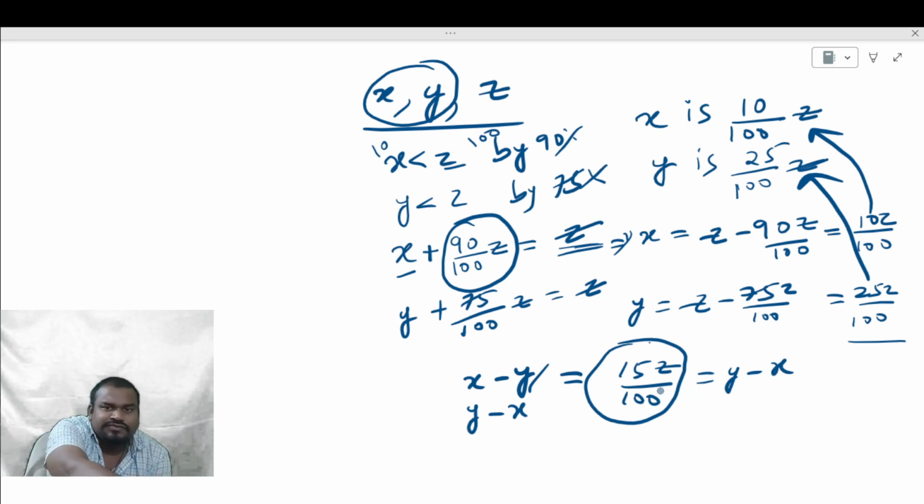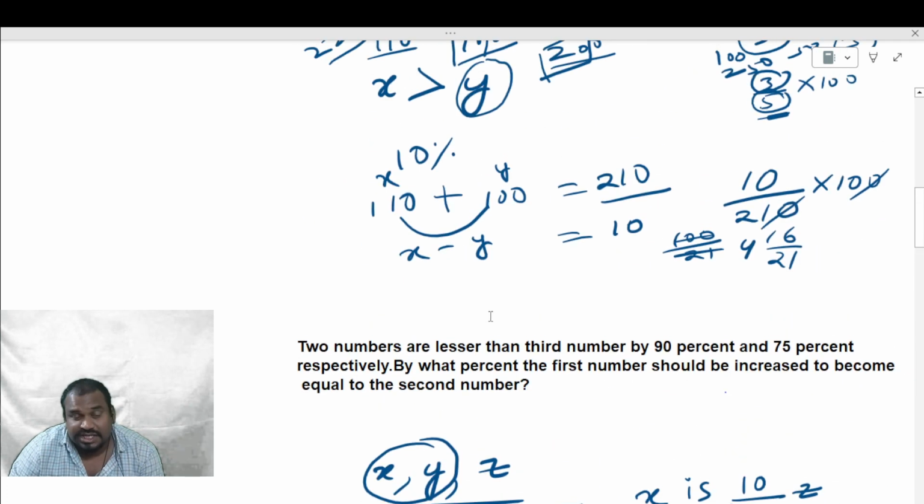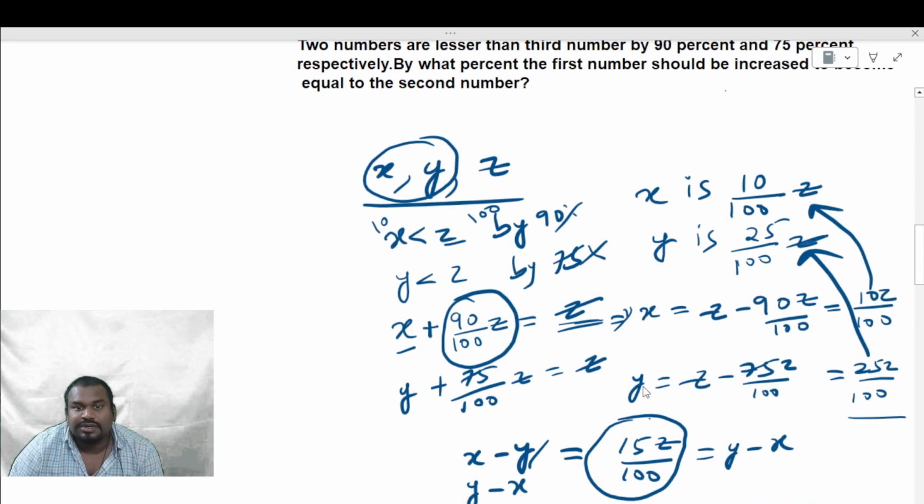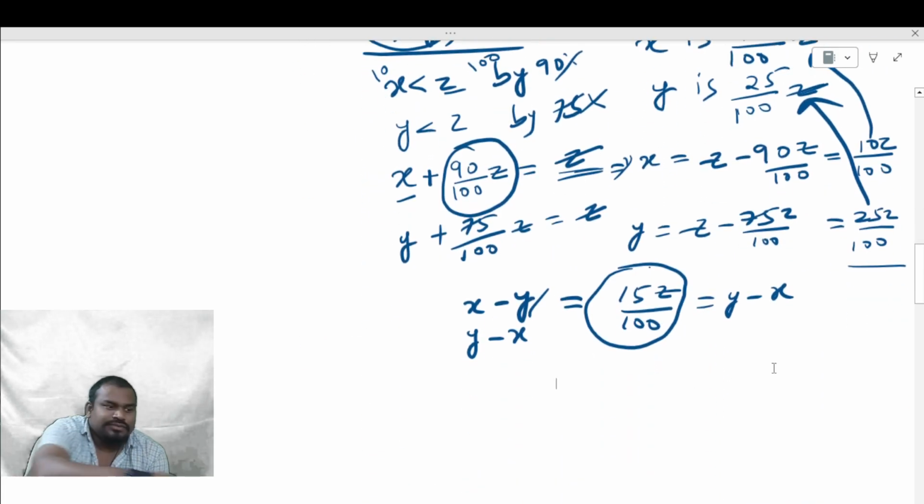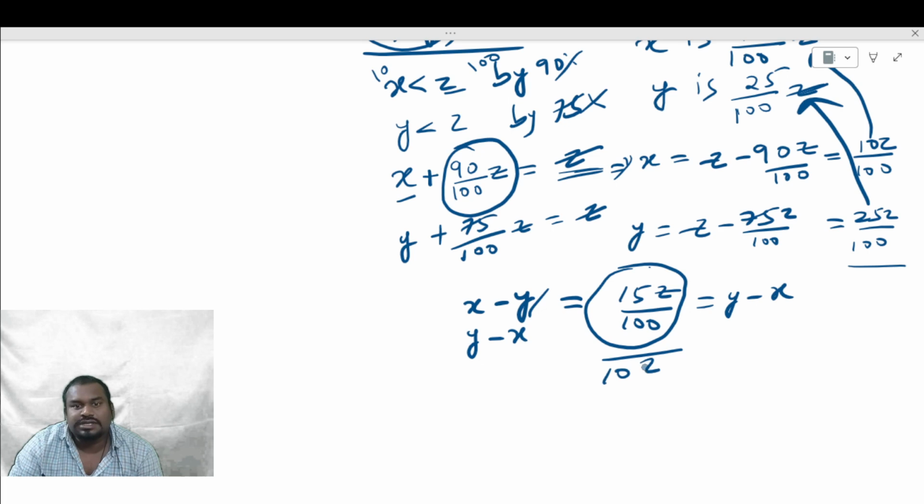So now you have to find its percentage. By what percent the first number should be increased to become equal to the second number? So the difference we got, what is the value of first number? 10Z by 100. To find out the percentage, you have to divide it by the first number, because he is asking how much percentage the first number should be. That's why the first number should come at the bottom.